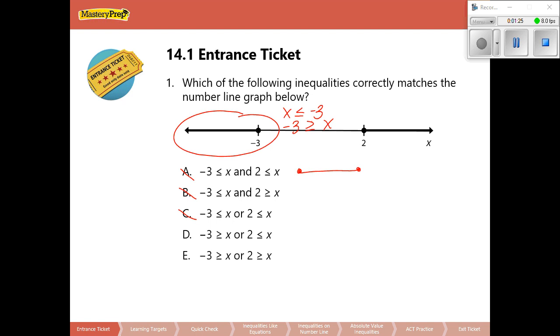Now for the other side, we're saying x is greater than or equal to 2. Well, that leaves us with what? D. Because it might be tricky to say E, but this is actually telling us that x is smaller. Any questions on this here? All right.